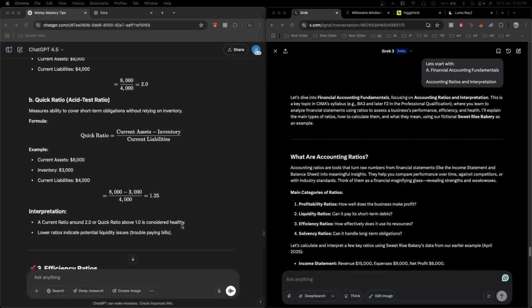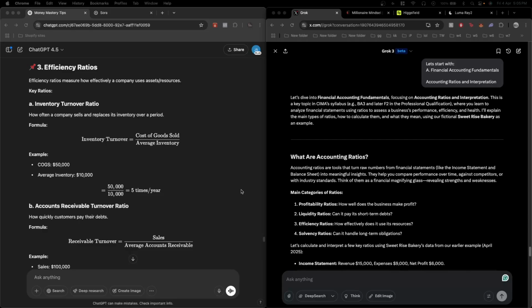Interpretation. A current ratio around 2.0 or quick ratio above 1.0 is considered healthy. So going back to both of these examples, we can consider this example business as a healthy business. Lower ratios indicate potential liquidity issues, so troubles paying bills.